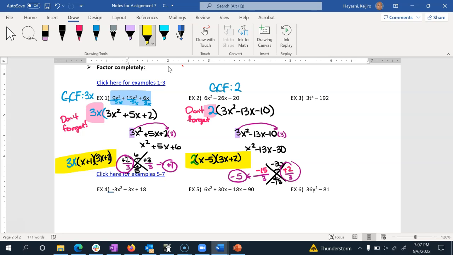Now, 3t squared minus 192, that's not immediately recognizable as anything, really. You might have some sense of what this could become. Is there any greatest common factor? Let's see. Certainly 3, you can take 3 out of 3.